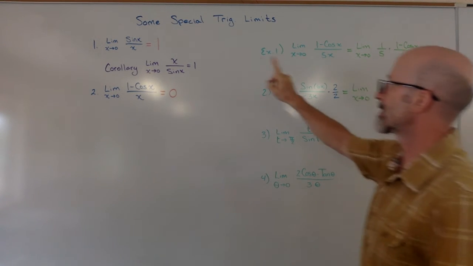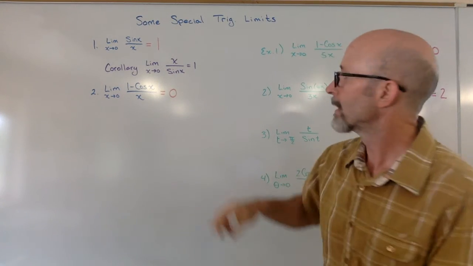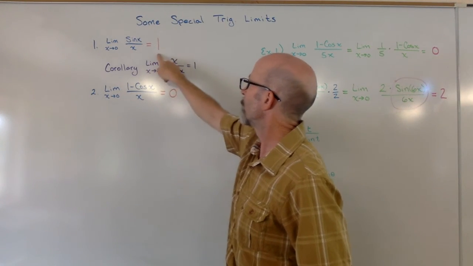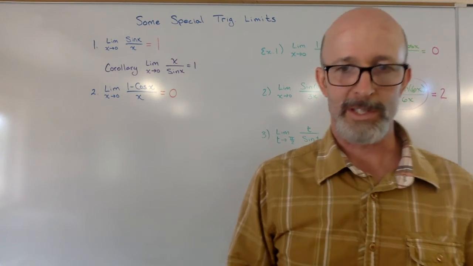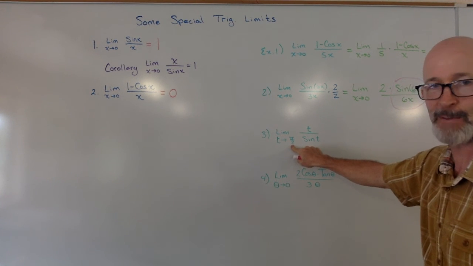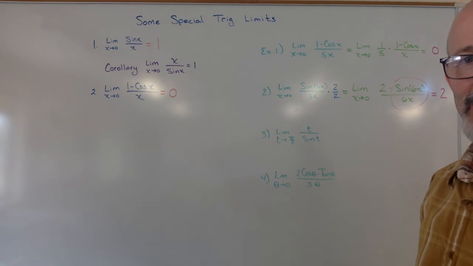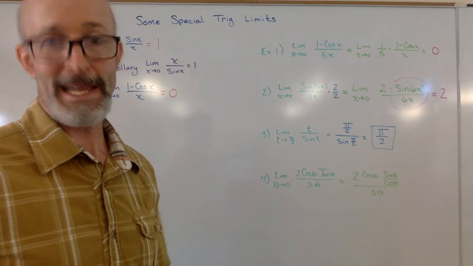Okay, this next function looks exactly like this, just turned upside down. We have a corollary. If sine x over x is 1, then the reciprocal must be the reciprocal of 1, which is still 1. However, I want you to note that this is not indeterminate. It's not approaching 0. I can actually plug pi over 2 into the function. The last problem, I give you a hint.